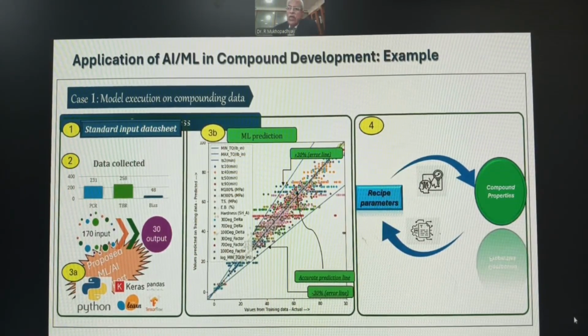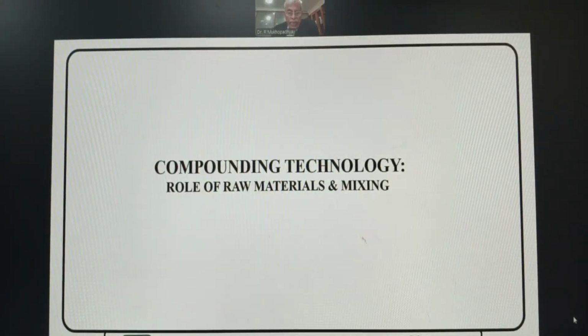So how artificial intelligence or machine learning works: your raw material data, your in-process data, and also the performance data have to be correlated going back and forth. Then ultimately you will be able to predict. Now I'm just considering how important the raw materials are.